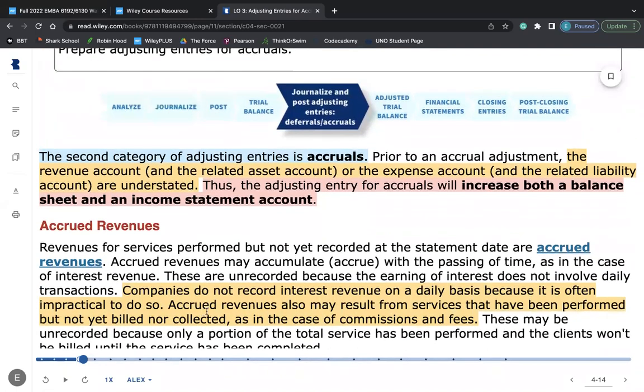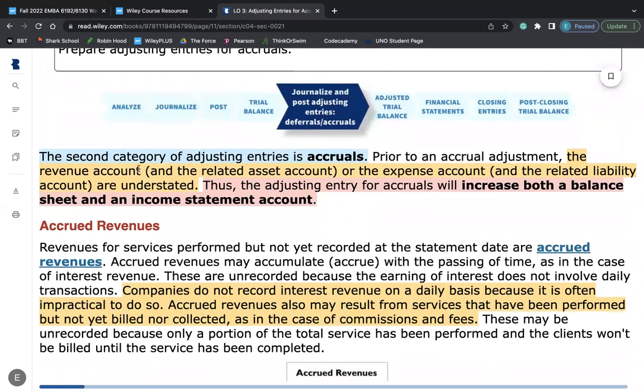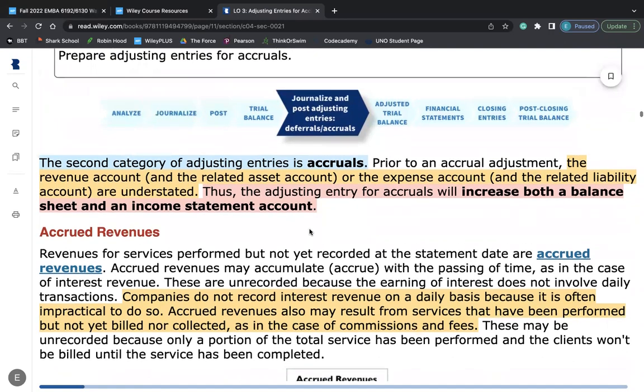The second category of adjusting entries is accruals. The revenue account and the related asset account, or the expense account and the related liability account, are understated prior to accrual adjustment. Thus, the adjusting entry for accruals will increase both a balance sheet and an income statement.